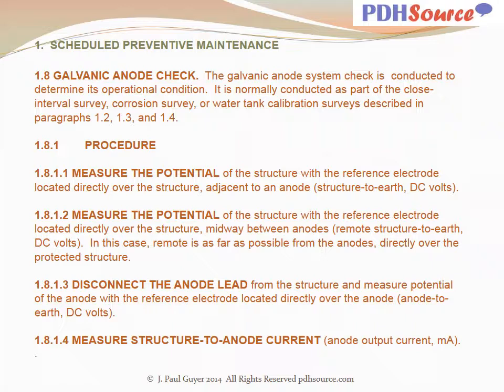Measure the potential of the structure with the reference electrode located directly over the structure, midway between anodes, remote structure to earth, DC volts. In this case, remote is as far as possible from the anodes directly over the protected structure. Disconnect the anode lead from the structure and measure potential of the anode with the reference electrode located directly over the anode, anode to earth, DC volts. Measure the structure to anode current, anode output current, milliamperes.